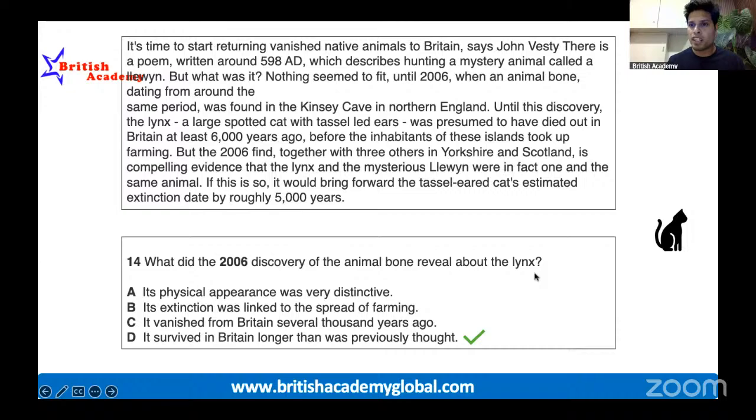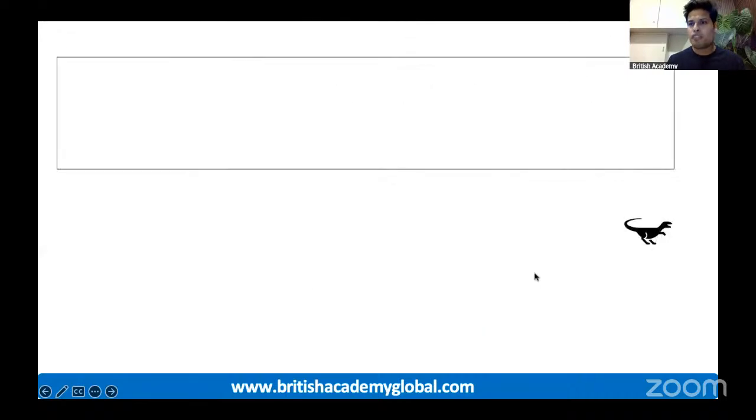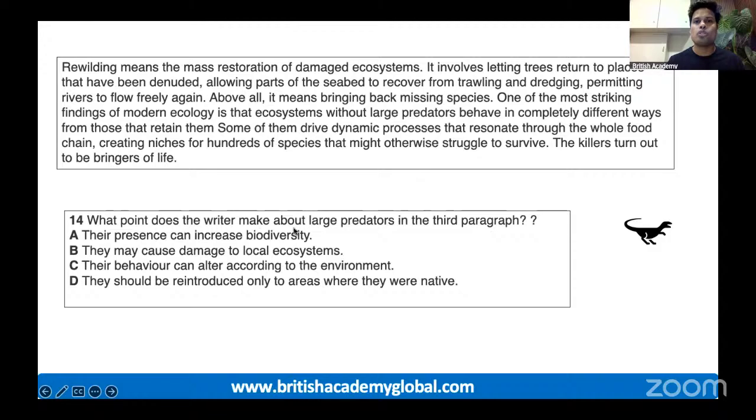Now let's move ahead to the second one that we would be doing. A few more questions that would only make your skill set go stronger. Here it says, what point does the writer make about large predators in the third paragraph? The keyword that is clearly given to us over here is large predators. So, that is what we need to look out for. Let's start reading it. The first two lines talk about rewilding, which means mass restoration; it involves letting trees return to places that have been denuded. This information is not essential because it doesn't match the requirement of the question.